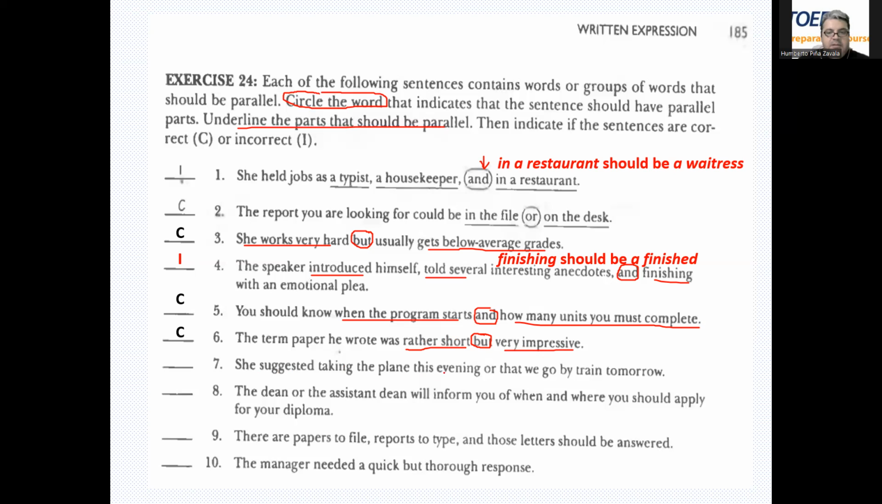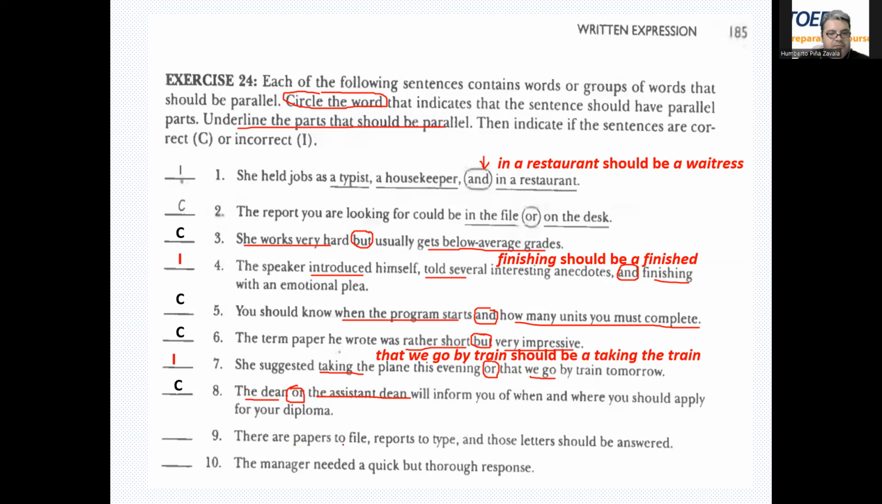She suggested taking the plane this evening, or that we go by train tomorrow. So we got taking the plane or that we go. So that is incorrect. It's not parallel. It should be taking the plane, taking the train. The dean or the assistant dean will inform you of when and where you should apply for your diploma. So you got 2 occupations, 2 nouns.